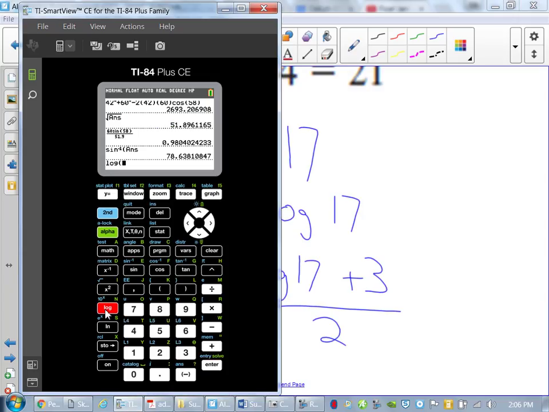Log 17, hit the log button. 17, hit enter. Plus 3, hit enter. Divide by 2, hit enter. There's your answer, 2.16, or 2.12, excuse me. That's all you're doing. You don't have to do the log alpha window 5. You just hit the log button because it's base 10. If you do alpha window 5, you have to put a 10 there for the base.